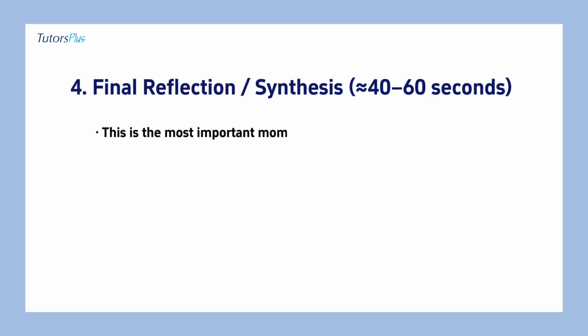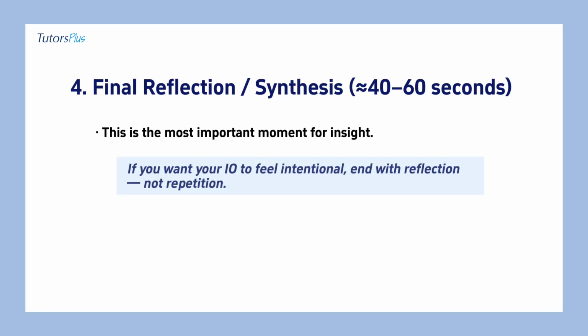Remember, this is the most important moment for insight, but also remember it's not a compare and contrast. The IO is not expecting you to come back to either text's details. All you're doing is relating the 2 texts to your global issue, which is crucial. You want your IO to feel intentional and reflective, not repetitive.